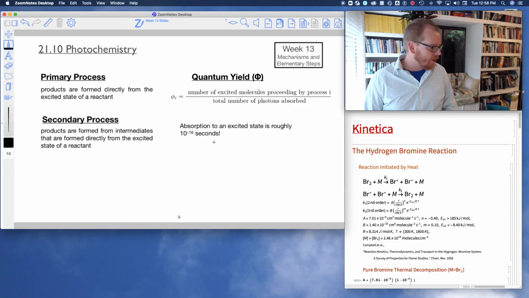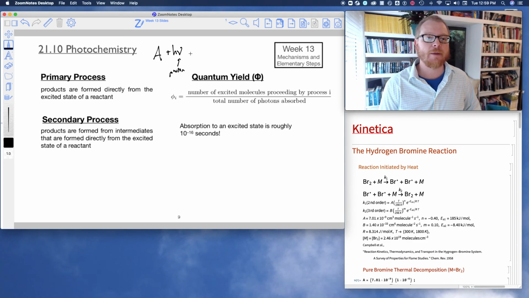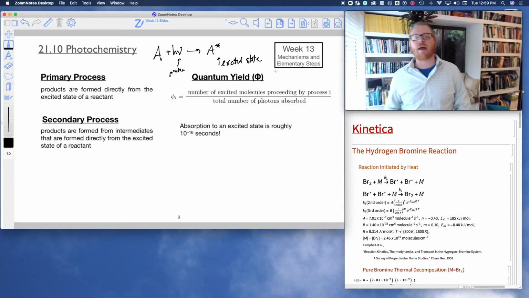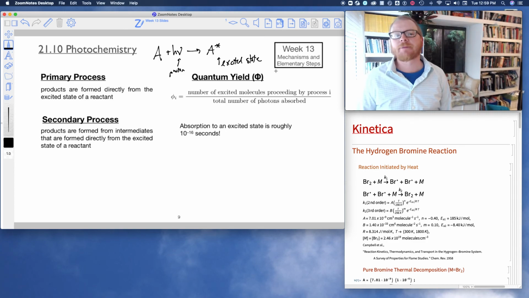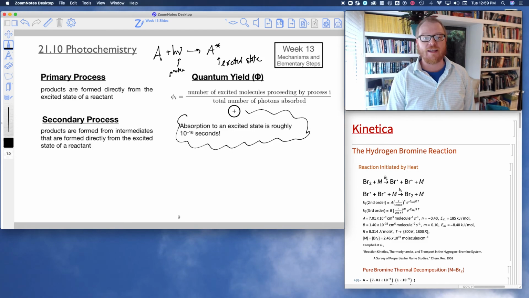So moving along, let's talk about some definitions, okay? So there are primary processes from photochemistry. That's where products are formed directly from the excited state of a reactant, okay? So we consider the very first step in any photochemical reaction is A plus h nu. Remember, that's the symbol for photon, h nu, goes to A star, so excited state, okay? So in any photochemical process, this is the first step. The molecule has to absorb a photon. And it happens really, really insanely fast. 10 to the minus 16 seconds.